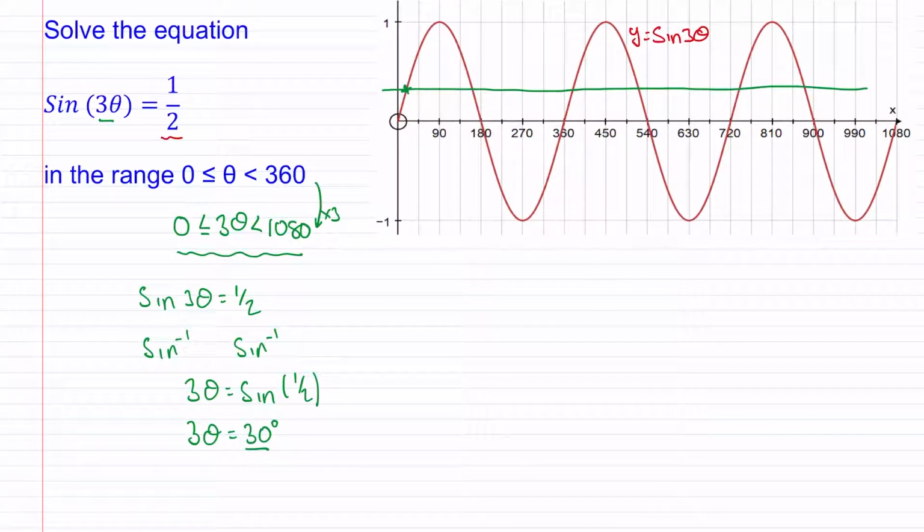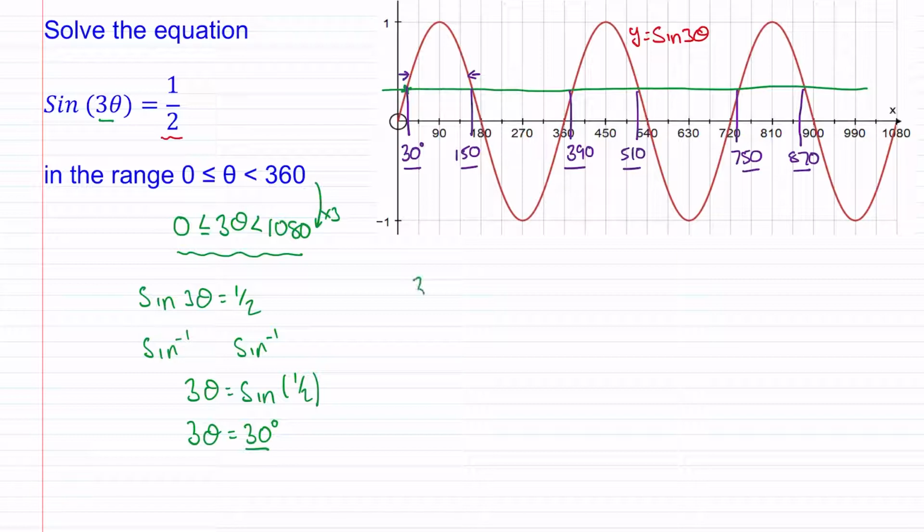So now we can see there are 1, 2, 3, 4, 5, and 6 solutions to 3 theta. The first one is at 30 degrees. The second one, well, if this is 30 degrees from 0, this will be 30 degrees backwards from 180, which will give us 150. The next one will be at 390, and then 30 degrees back from 540 will give us 510. And then we'll have 750, and then we'll have 870. So these are the solutions to sine of 3 theta.